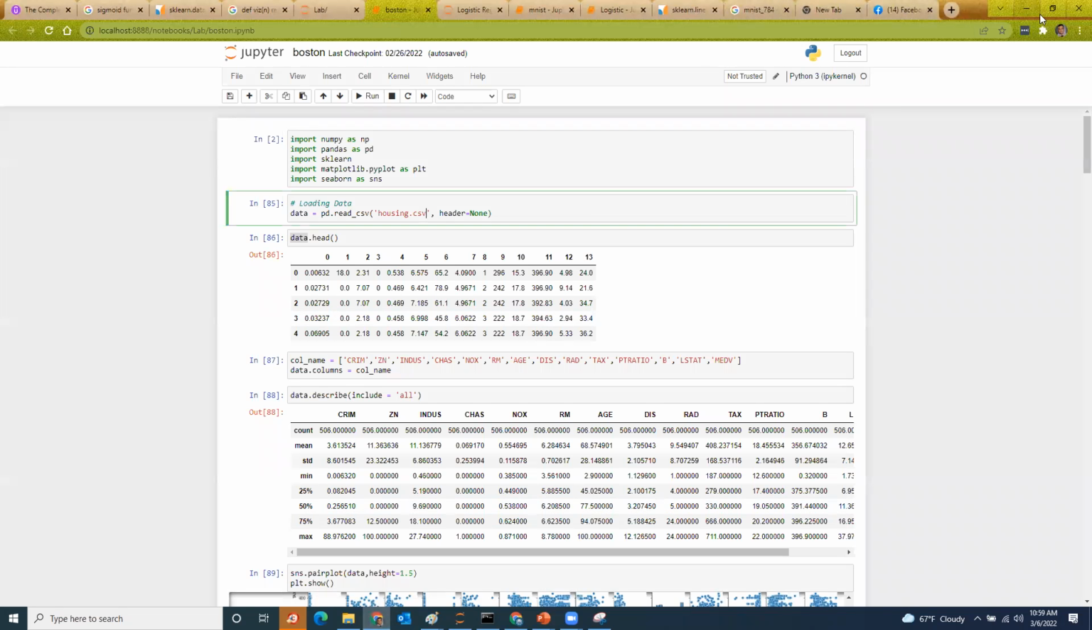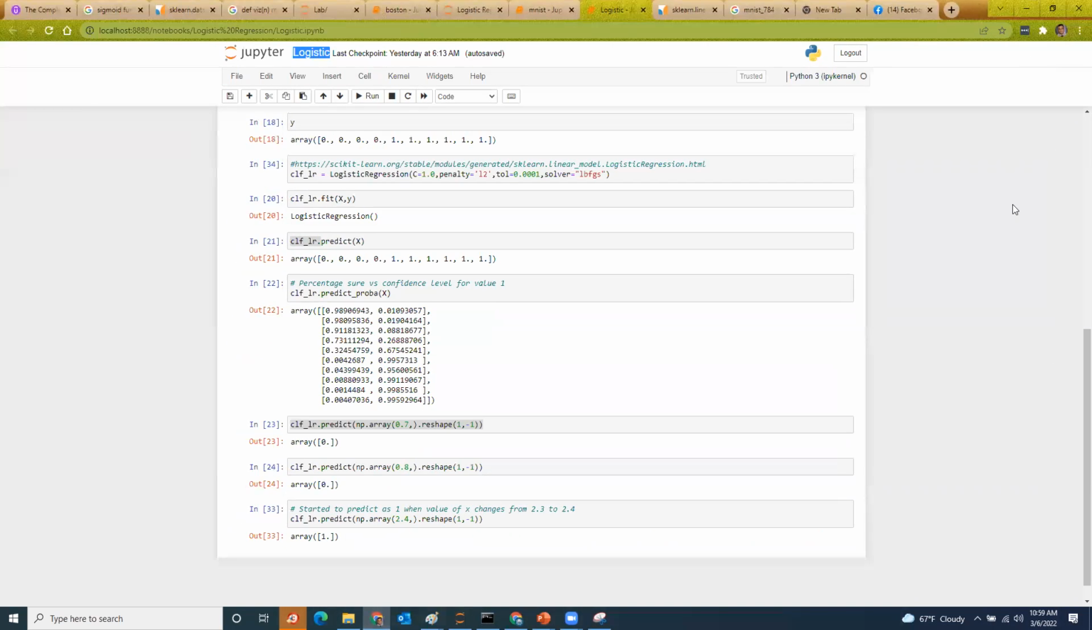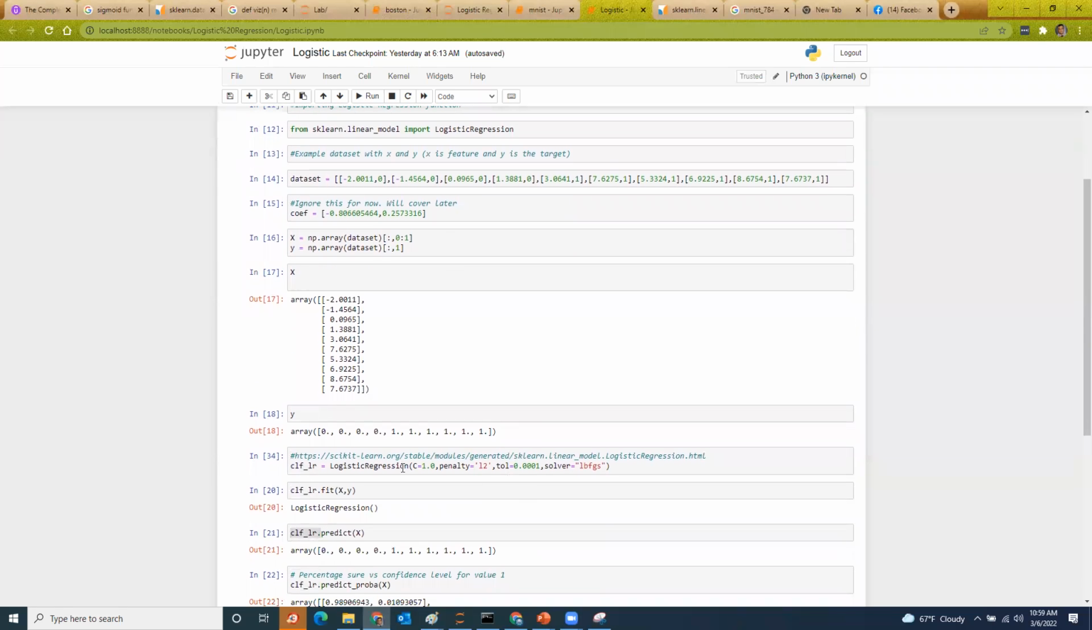All right. So I'm going to go into the logistic regression, and I'll explain. Again, in all those models, one thing you understood is first you load the library, second you load the data, and third you create the model, fit the data to the model, and start predicting.